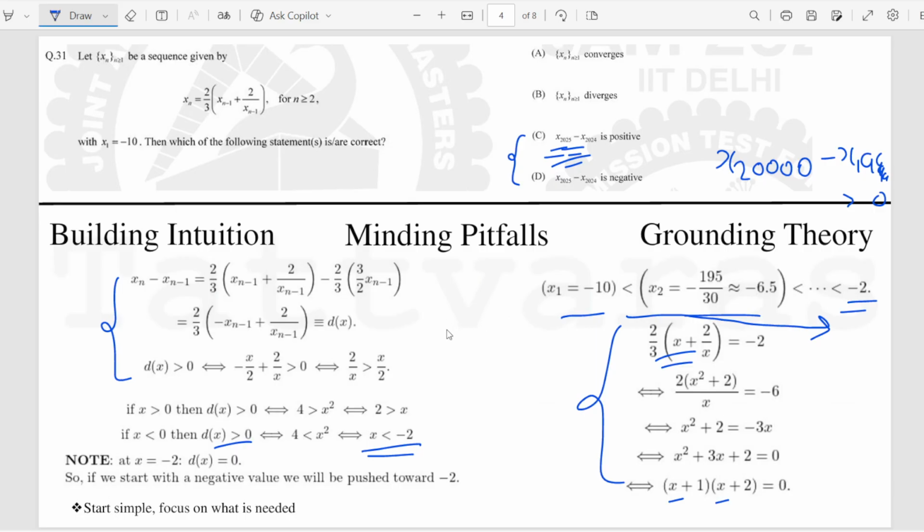A pitfall could have been taking this difference function and trying to find its derivative and trying to work with the derivative. That could be a time consuming affair. We start simple, just check whether the general difference is greater than 0, which means positive, for some simple set of conditions or not. If that doesn't work, okay, then let's go to the derivative. But if simple things are working, why complicate it?